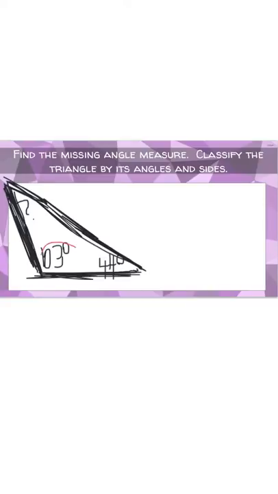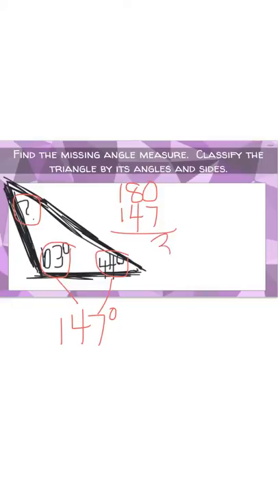Now check out this figure. You have an angle that's 103 degrees and an angle that's 44 degrees, and we need to find out what the last angle is. Remember that they all should add up to 180 degrees. So if you add 103 and 44, you will get 147 degrees. So you subtract this from 180. And this gives you 33 degrees. So we know the last angle is 33 degrees.